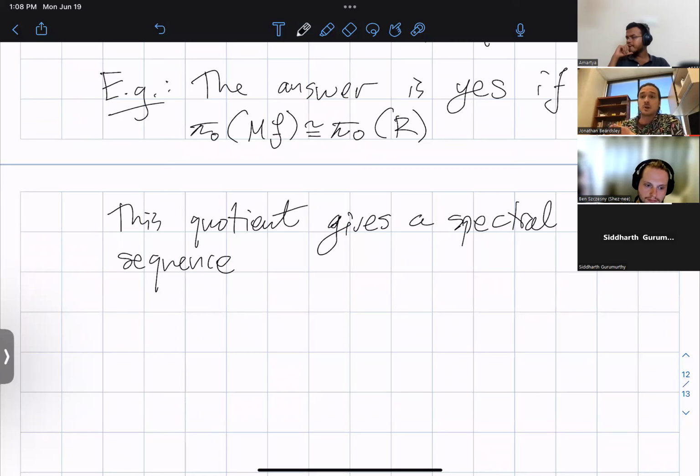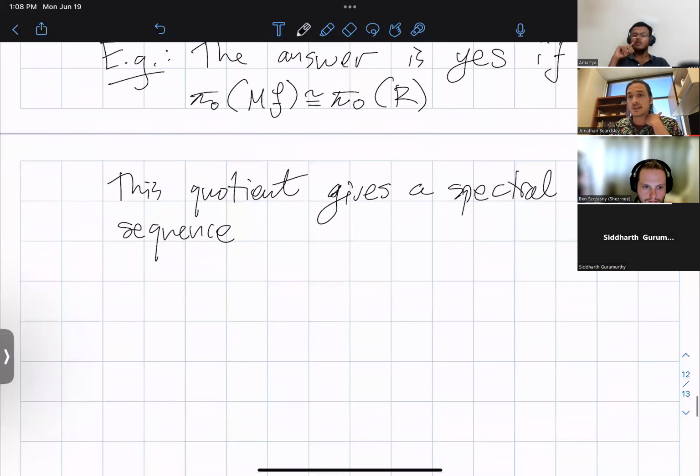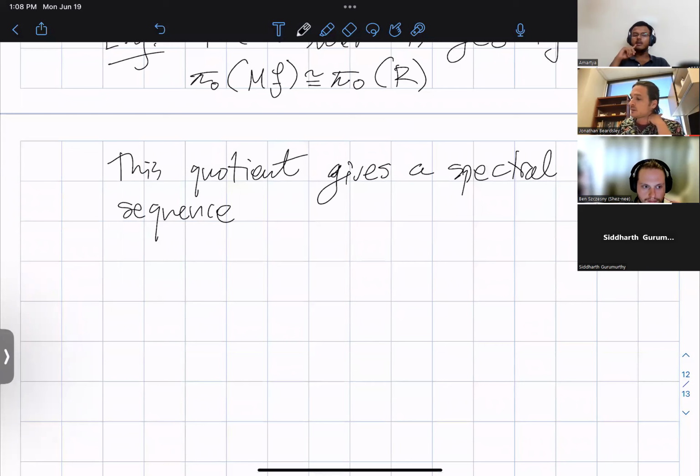That corresponds to a cosimplicial object in our algebras, and then you take the limit, and a cosimplicial object has an associated Bousfield-Kan spectral sequence. So this is one way to get this spectral sequence that I'm talking about.